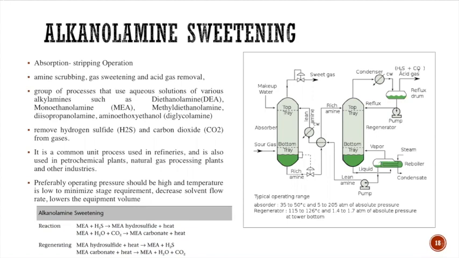Now the preferable operating pressure should be high and temperature should be low to minimize the stage requirement, right? So if you want the separation to be more, sometimes we need more stages during the absorption process. Regeneration may be one or two stages, but the stages where the absorption is taking place may be one or two. So if you keep the operating pressure very high and temperature low, then this stage requirement can be reduced, and this also decreases the solvent flow rate and lowers the equipment volume. So there is a lot of advantage in keeping the operating pressure high and temperature low.